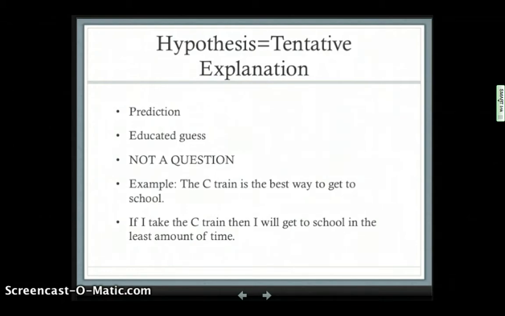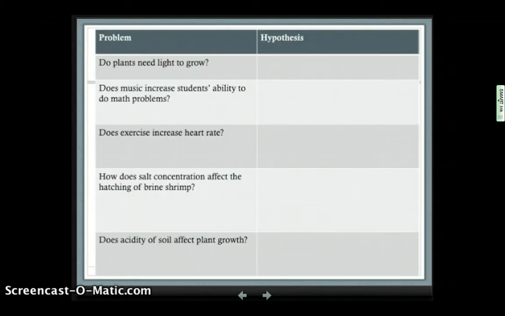Let's do some practice. So you have several problems that are listed here. Notice that they're all in the form of a question. Your job is to write a hypothesis, again, which is a tentative explanation. You're trying to answer the question in a predictive format. You could write it in an if-then. So the first problem, do plants need light to grow?